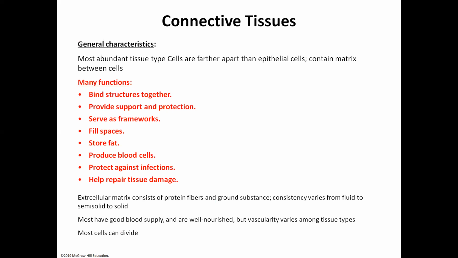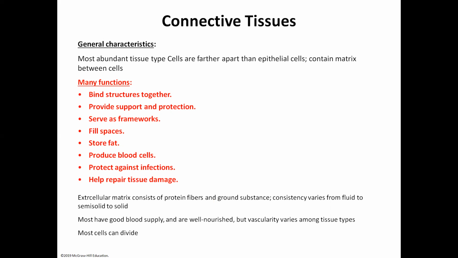But there are some functions I need you to know, because again, this is kind of a crazy assortment of different types of cells and tissues. So they bind structures together. This is what we're going to think about, like our tendons and our ligaments, and even bone, providing support and framework. Bone is actually a connective tissue. It helps us to fill spaces, and it helps us to store fat. When we talk about fat cells, we refer to it as adipose tissue. And so that's what we'll see here.